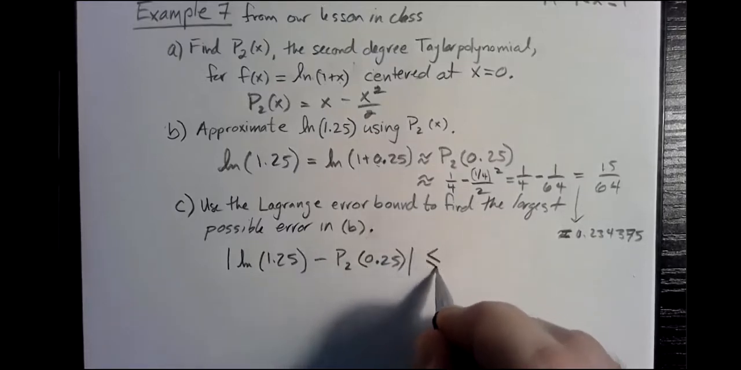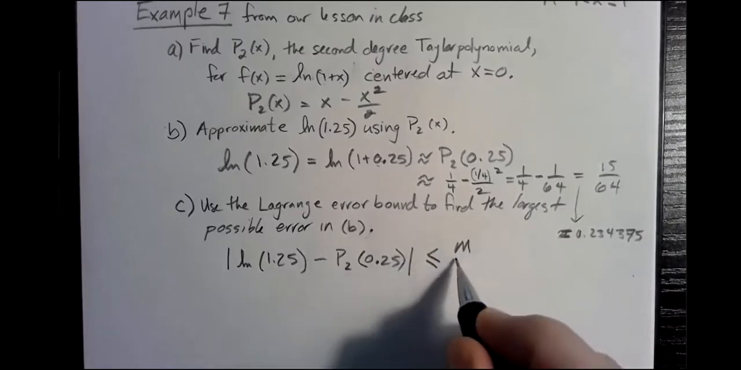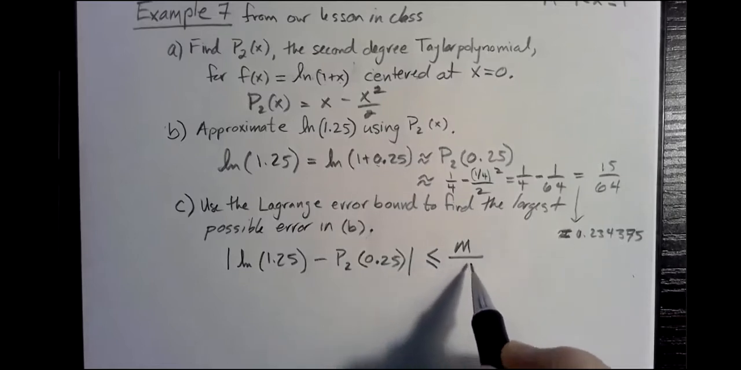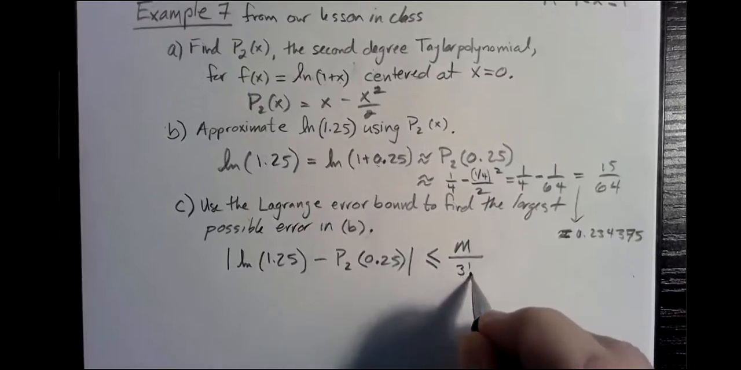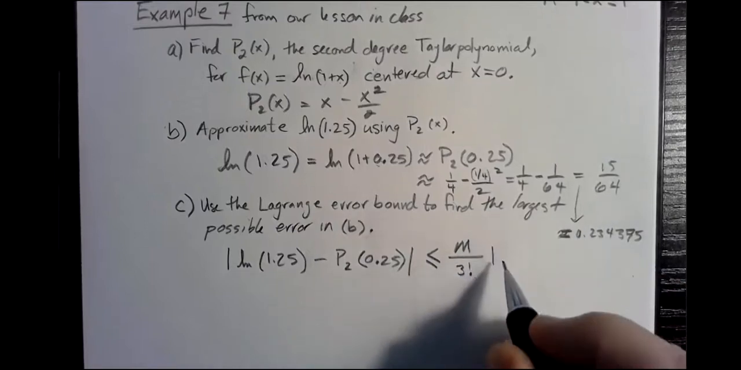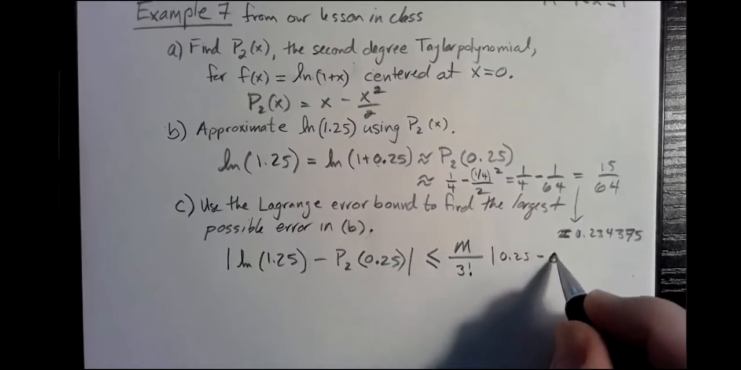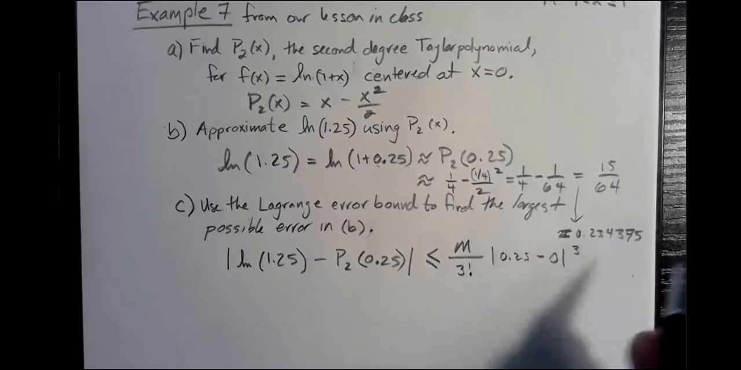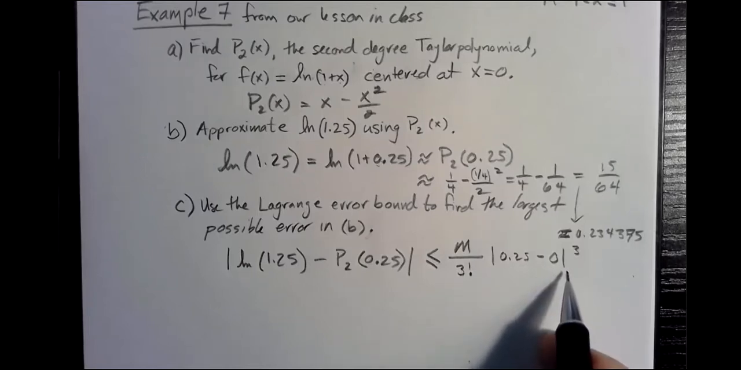The Lagrange formula said that this error is less than or equal to M, we'll come back to that in a moment, divided by, well, this is the n plus 1 factorial. Well, n is 2, second degree, so this is 3 factorial, times our 0.25 minus the center, which is 0, quantity cubed. The quantity 0.25 minus 0 is positive, so the absolute values don't end up doing anything here.